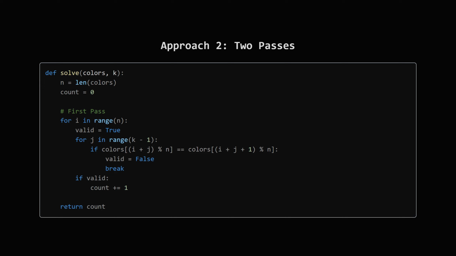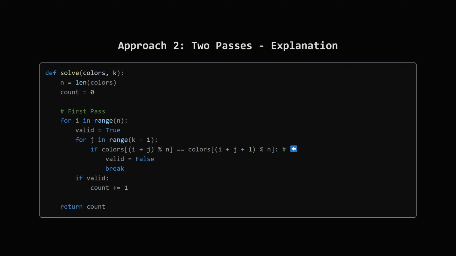neighbor. Let's break down the time and space complexity. For time complexity, it's big O of n times k. The outer loop runs n times, and the inner loop, in the worst case, runs k times for each iteration of the outer loop. For space, it's big O of k, because, in the worst case, we create a new array extended_colors that is the size of the original plus k-1.